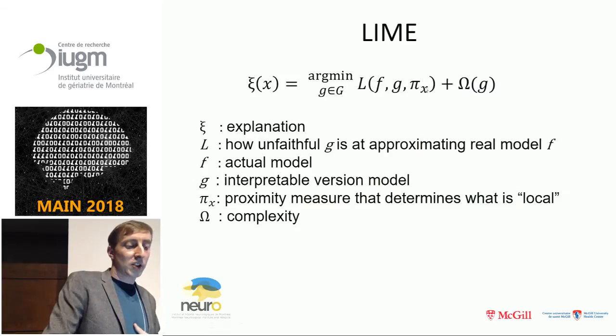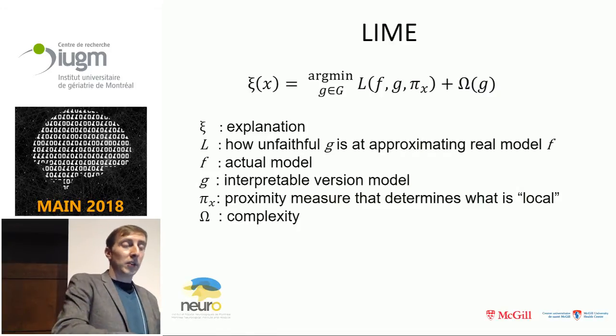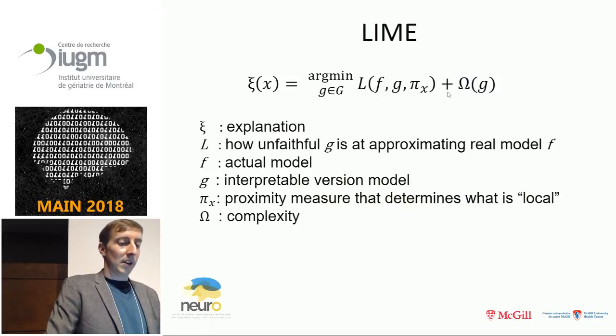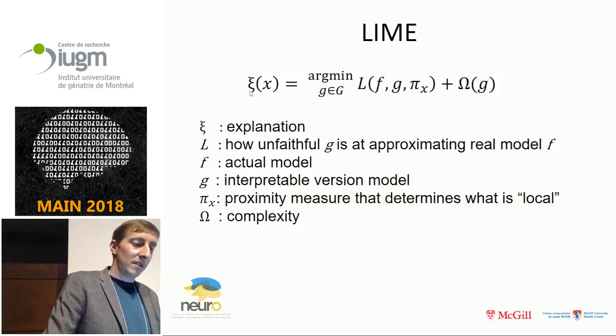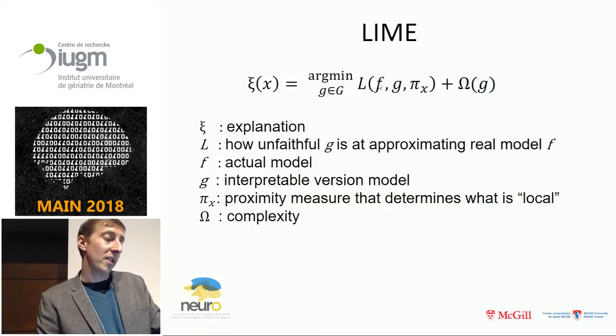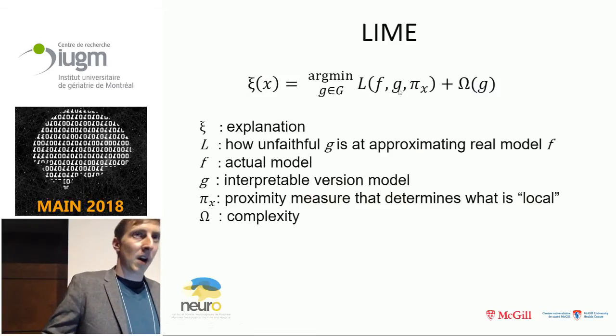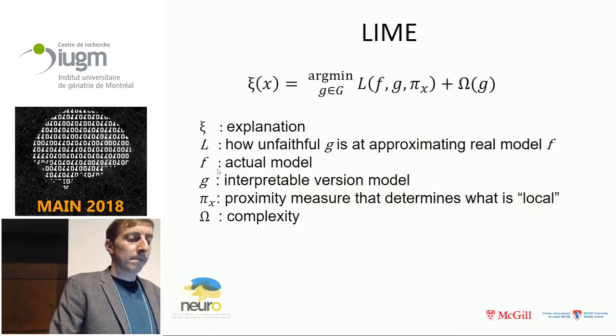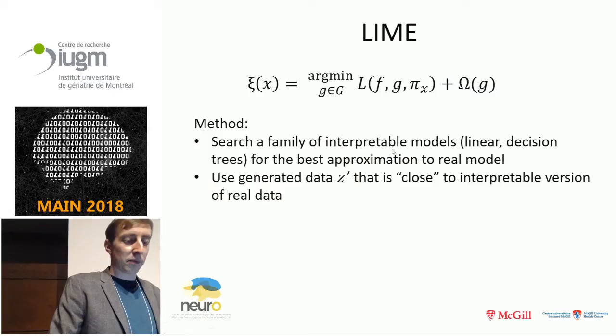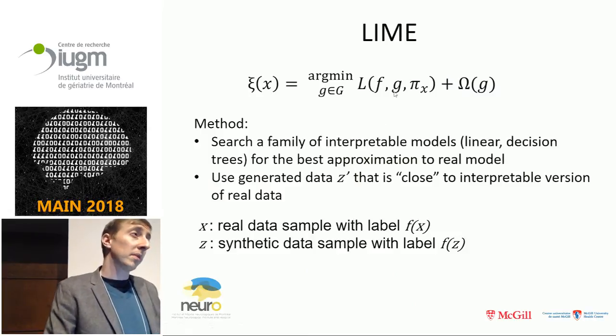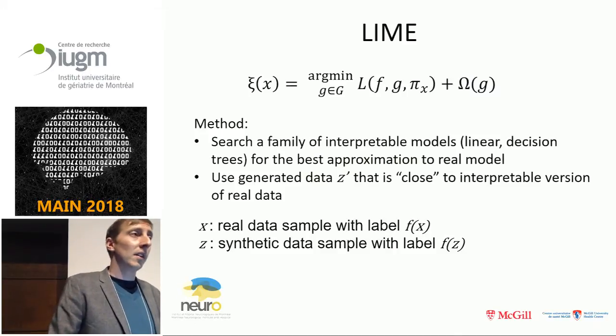And then there's this pi function that defines a distance of what counts as close. And actually, if you make pi infinite, it converges to grad cam under some other assumptions. And you have to penalize this optimization problem by the complexity of your model G, otherwise your best solution, the closest approximation of your explainable model G to the real model F, will just be the same model. Okay, so there's all these symbols. Basically, it's an optimization problem. You've got to generate data that is like the interpretable version of the data in the different space, because maybe you have fewer dimensions now.